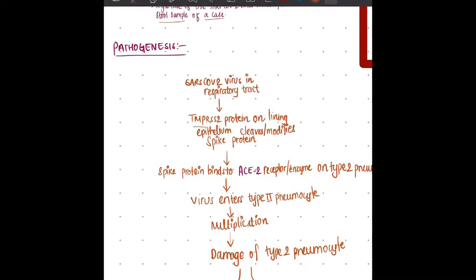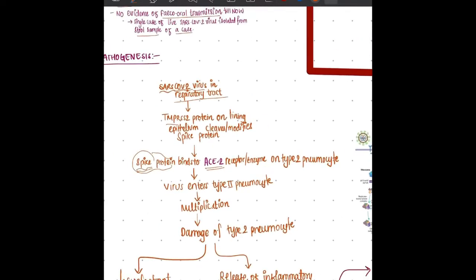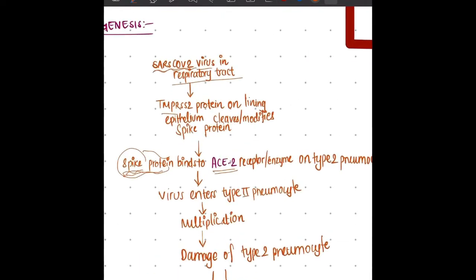Okay, now let's talk about the pathogenesis of COVID-19, right? As I have already said, spike proteins are particularly important in the pathogenesis of COVID-19. So whenever you inhale a respiratory droplet which contains COVID-19, you get SARS-CoV-2 virus in the respiratory tract. Now this SARS-CoV-2 virus through its spike protein is going to attach to a particular receptor which is called ACE2 receptor, right? But before attaching to the ACE2 receptor, this spike protein needs to be cleaved and activated, and that function is of a particular protein called TMPRSS2 protein.